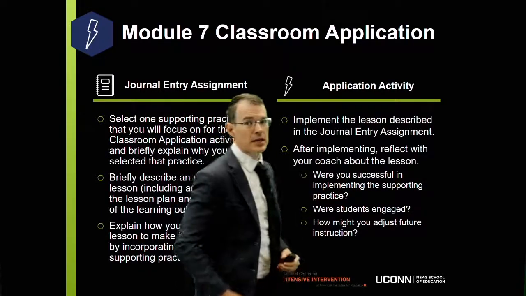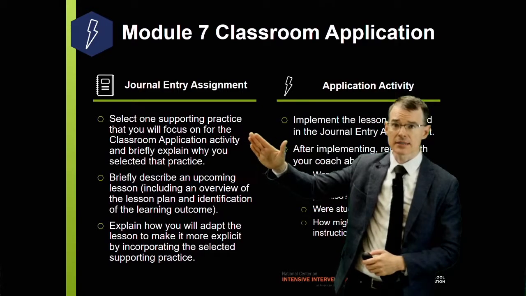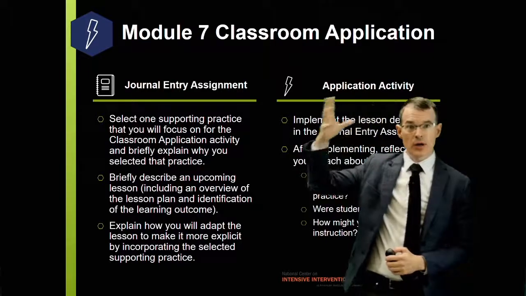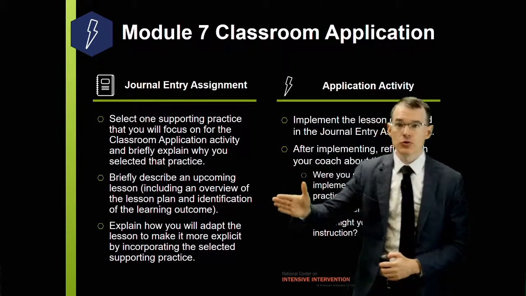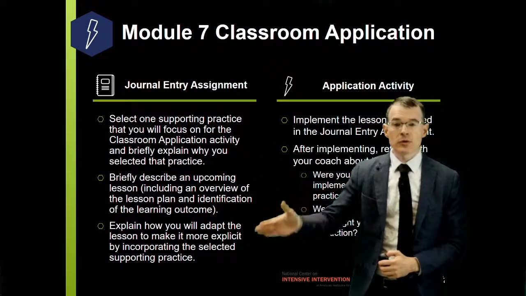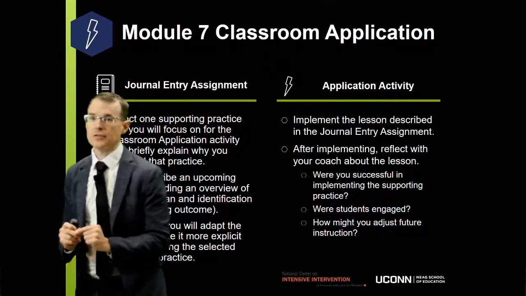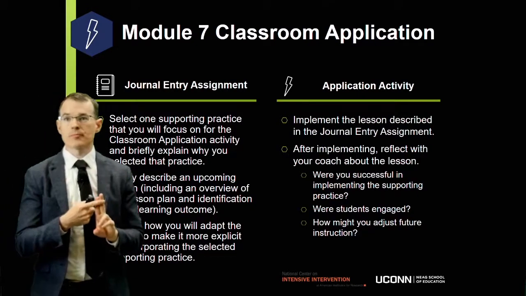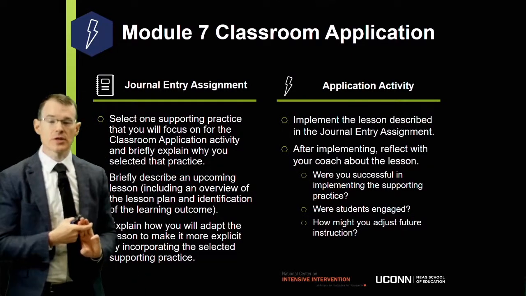For the classroom application, it'll begin with a journal entry. So you're going to focus on one supporting practice from across all the supporting practices, because at the end here, we're going to be bringing it all together and thinking about this as an adaptation. So how will you, in an upcoming lesson, adapt the lesson to make it more explicit by incorporating the selected supporting practice? So it's one of the three. It's eliciting responses, it's pacing, or it's providing feedback. I did it in the wrong order, but one of those three things.